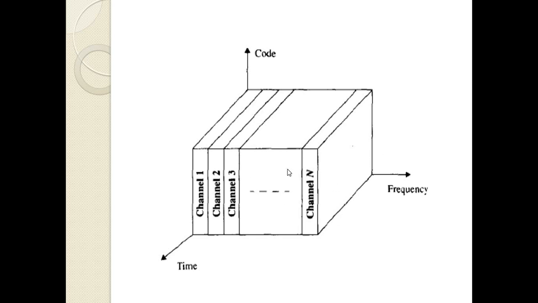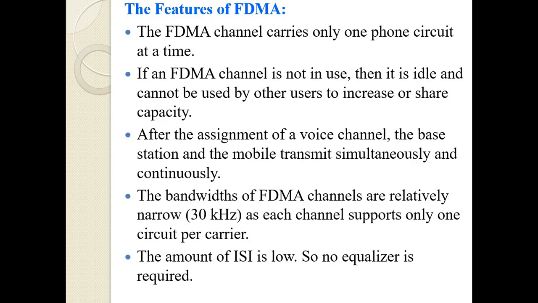So out of the available spectrum, we divide it, and each part will be given to a user based on demand. Once given, that particular frequency channel cannot be utilized by another user. So that is the kind of thing in FDMA. The FDMA channel carries only one phone circuit at a time, and if the FDMA channel is not in use, then it is idle and cannot be used by other users.